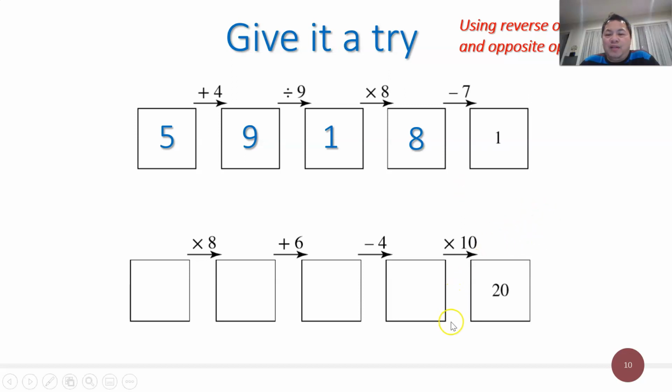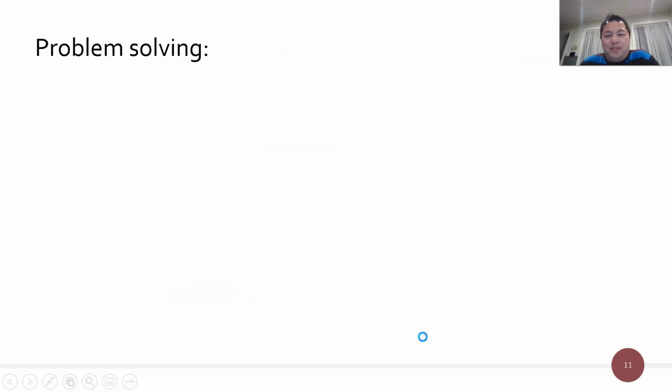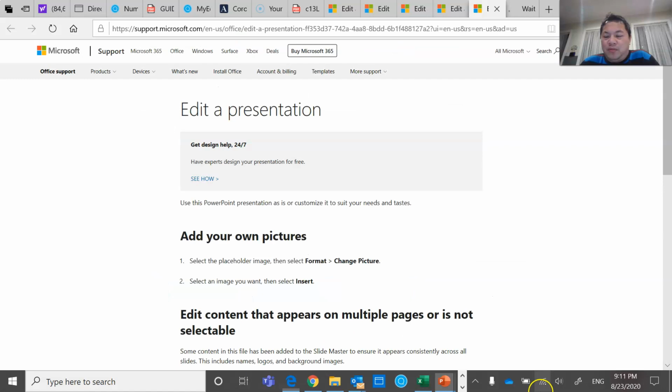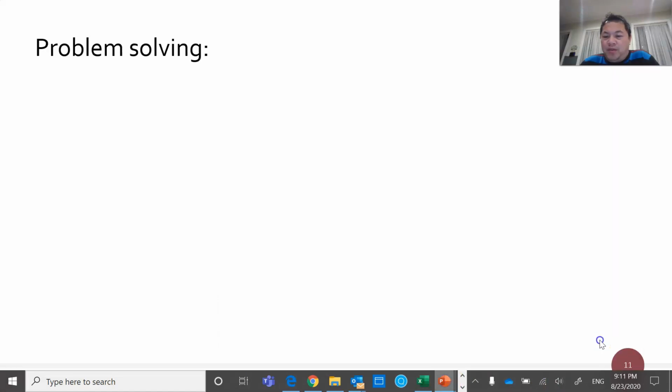Okay, the next part here. 20 divided by 10 is 2. 2 plus 4 is 6. 6 minus 6 is 0. 0 times 0 divided by 8 is still 0. Got it so far, everyone? Okay, moving on. I'm not sure why you keep on jumping pages.